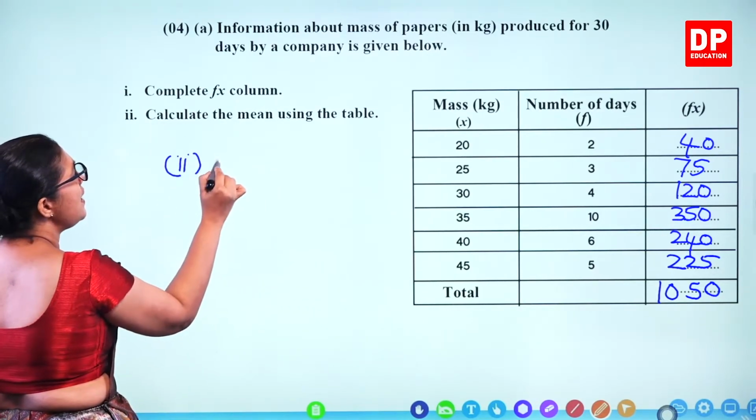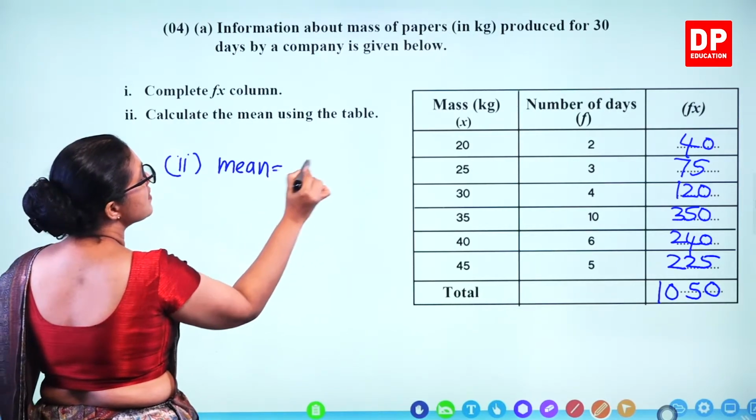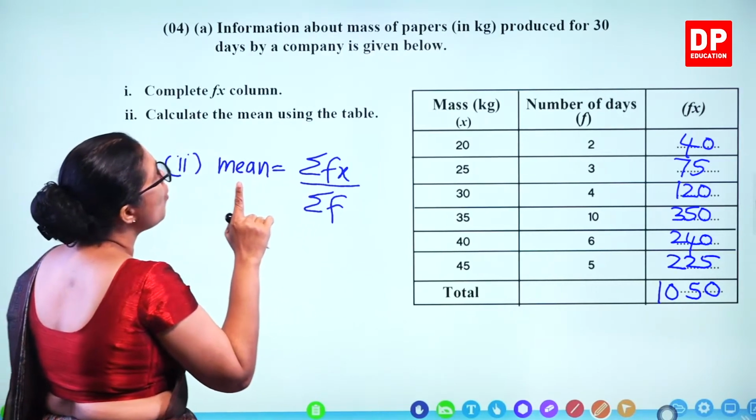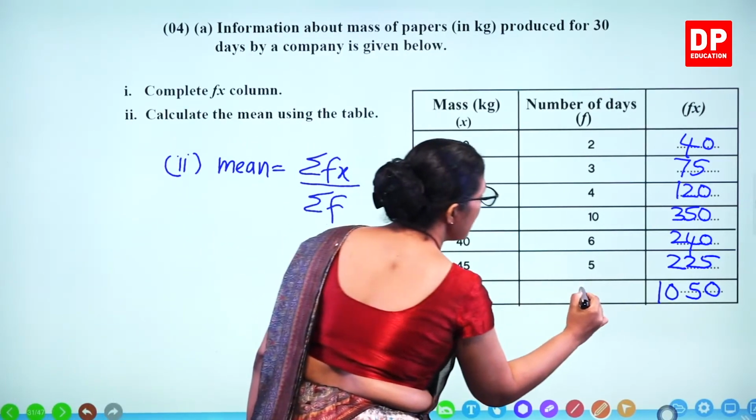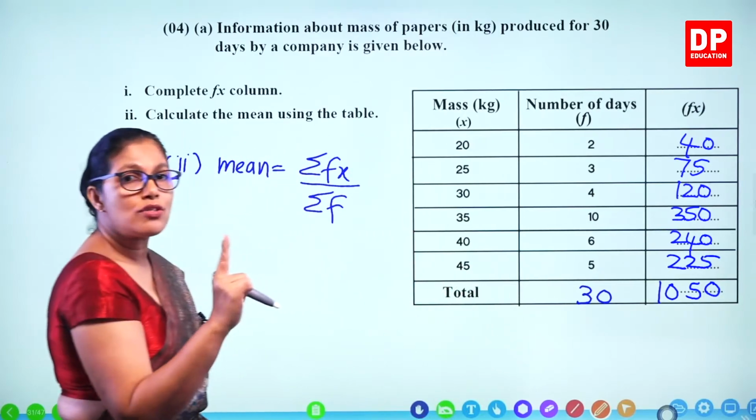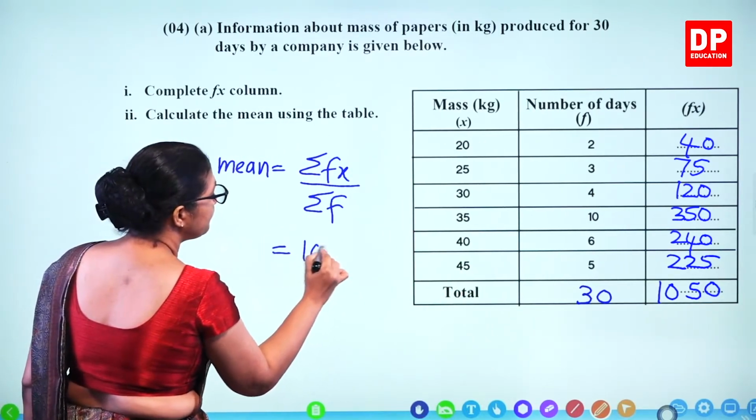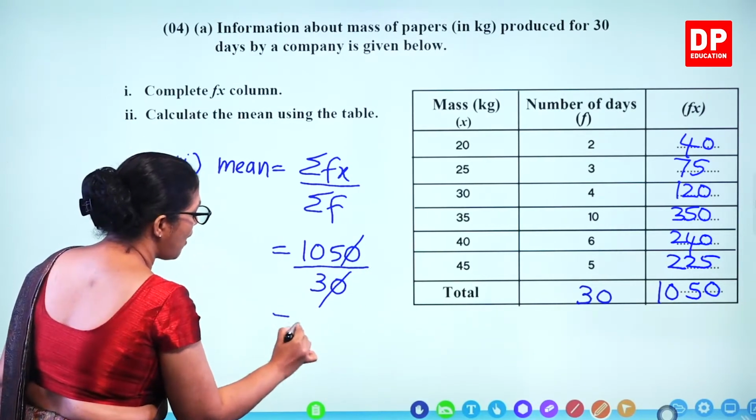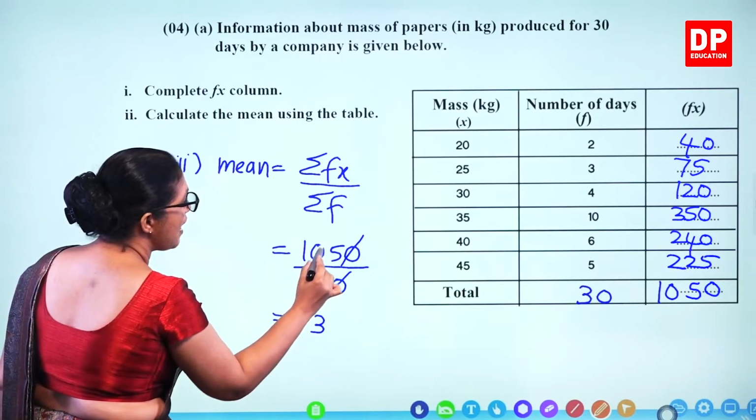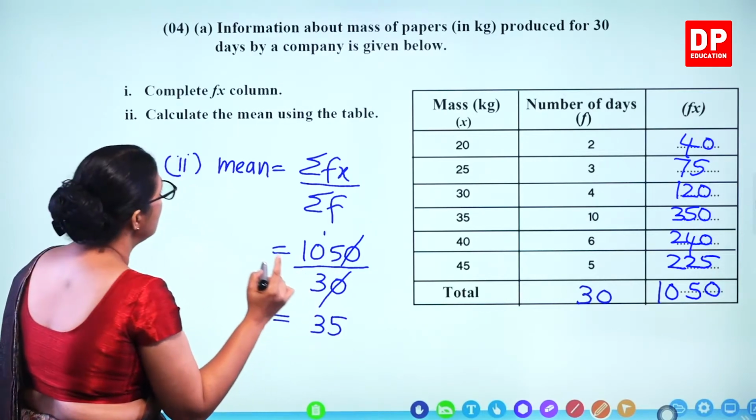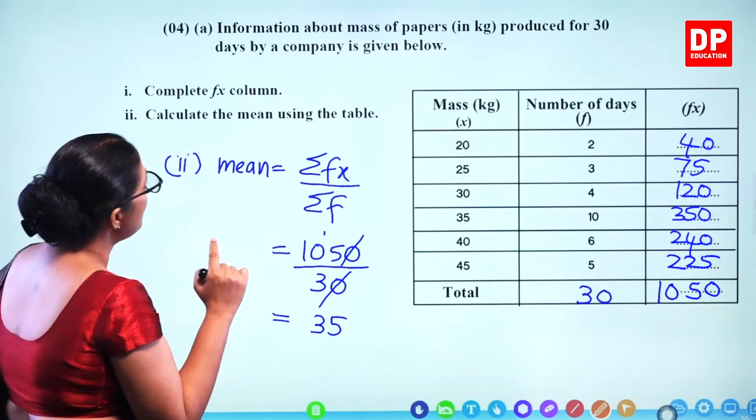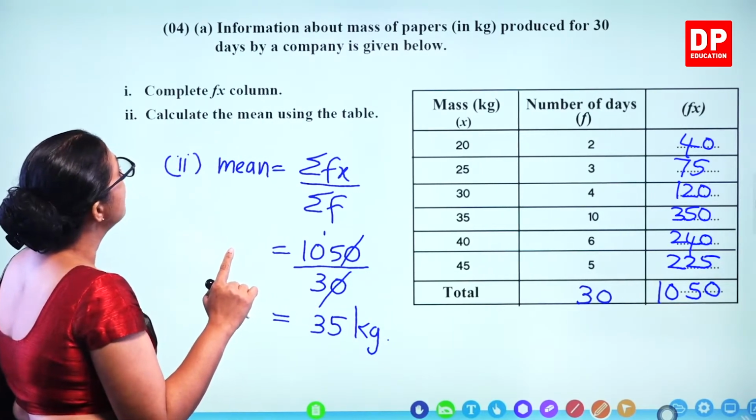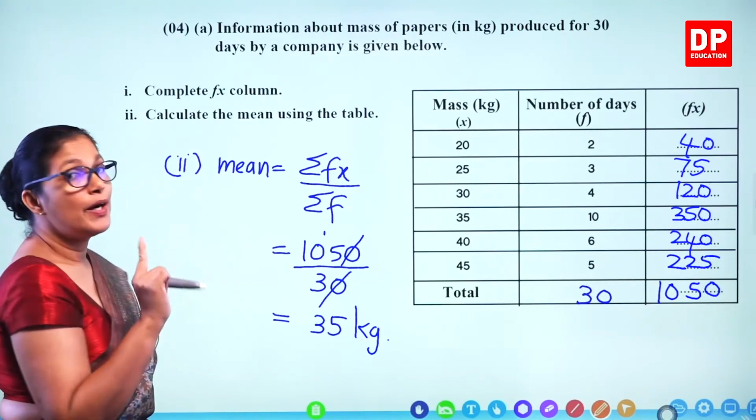So what is the mean? Total Fx divide by total F. We know total of F is 30. It's given. So we can just divide 1050 divide by 30. 0 get cancelled out. Divide by 3. 3 times 3, 9. For 15, that's 5. So the mean value is 35 kilograms. So that's the mass of papers. This is per day.